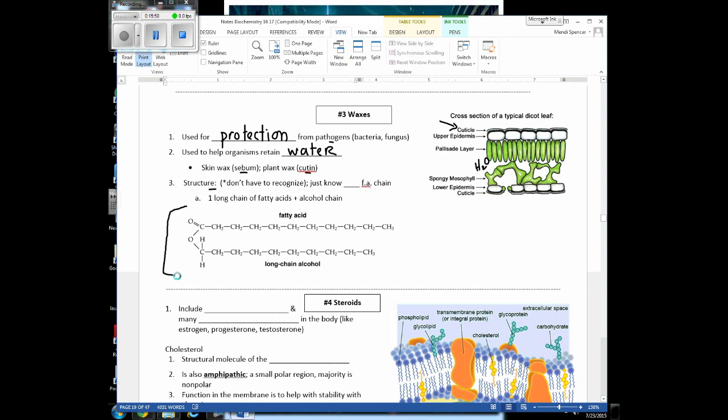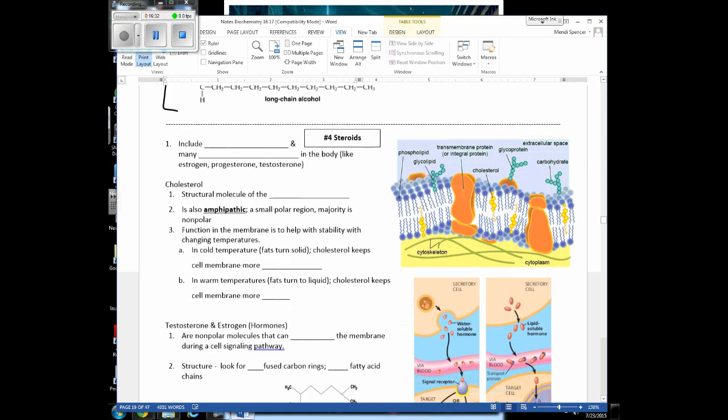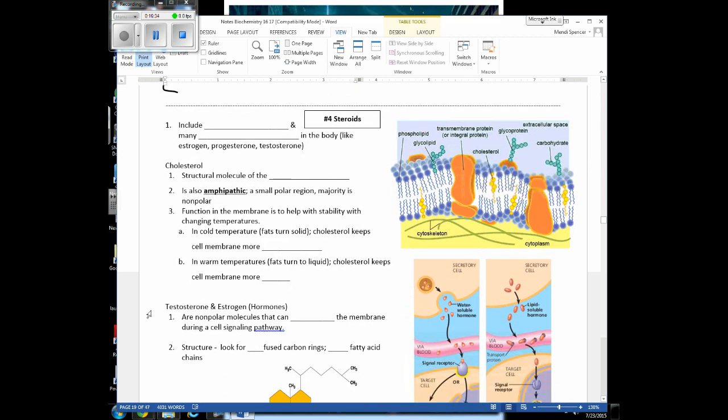I have a picture of a wax here so that you can see that there's one fatty acid chain. Again, just recognize that there's one fatty acid chain and that they're used primarily for protection. All right, moving on to the steroids.